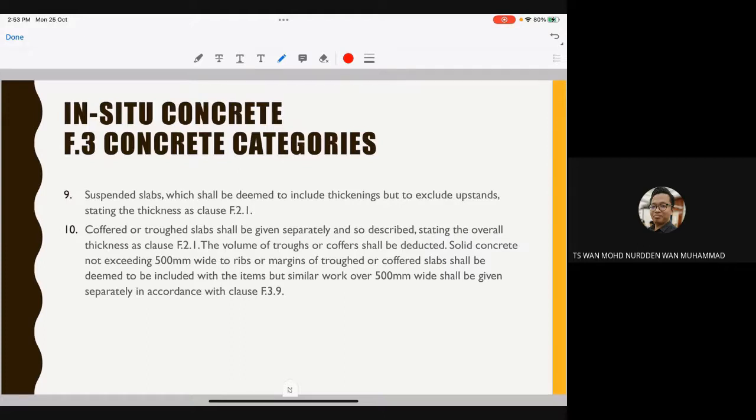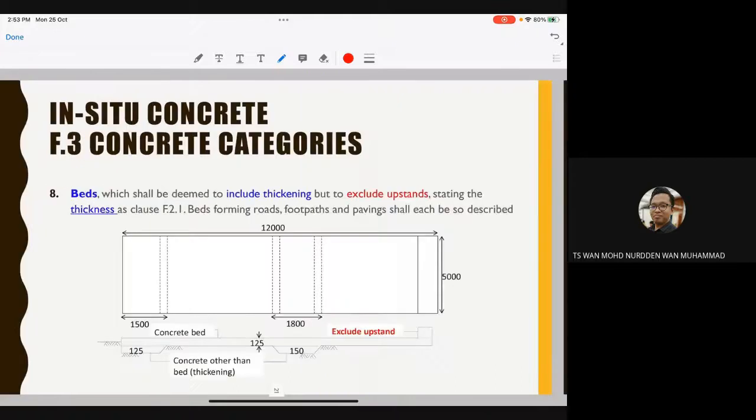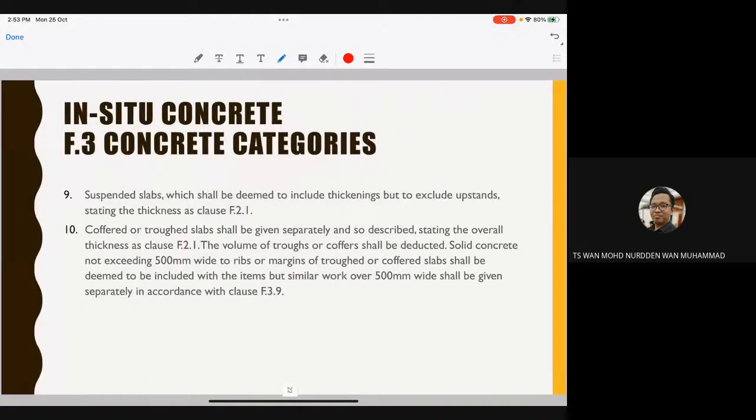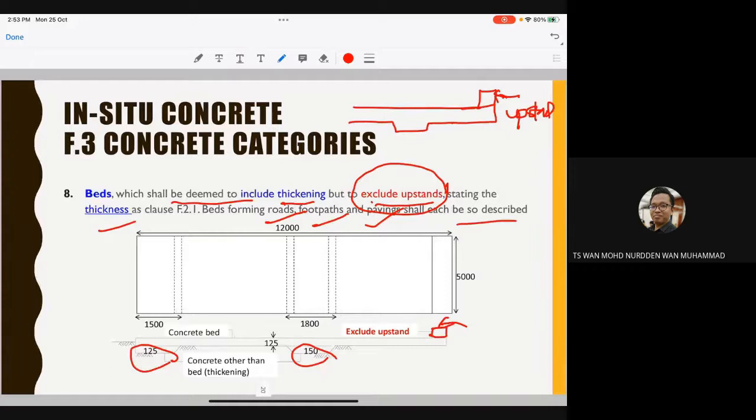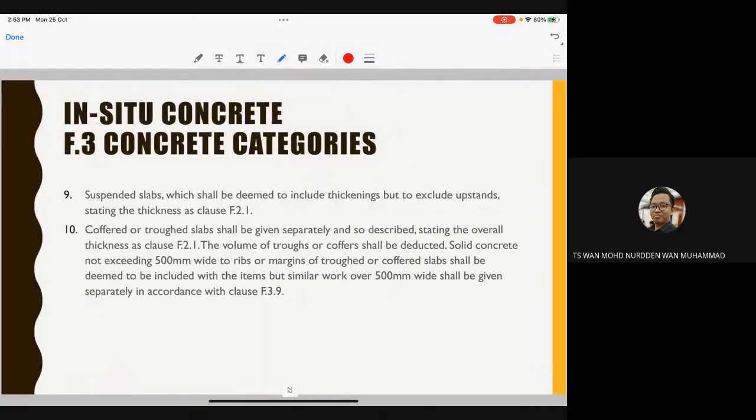Okay, number 9. Kalau tadi number 8 is about beds. Number 9, suspended slab, which shall be deemed to include thickenings but to exclude upstand, stating the thickness as clause F.2.1. Sama macam situasi tadi. Kalau F.3.8 is about beds, beds ni biasanya lay on earth lah. Kalau dia dekat atas, benda tu akan jadi slab. Okay, suspended lah. Kalau kita deal dengan suspended slab, kita kena refer to F.3.9.